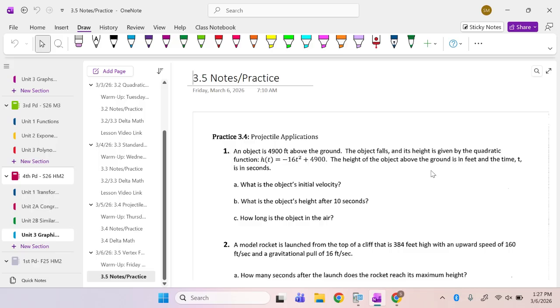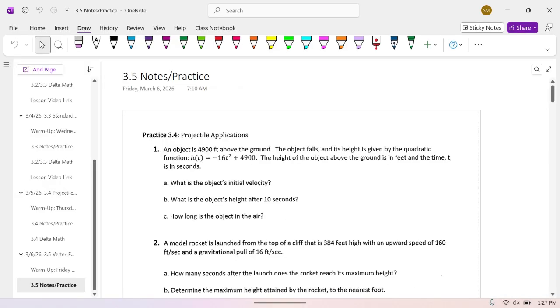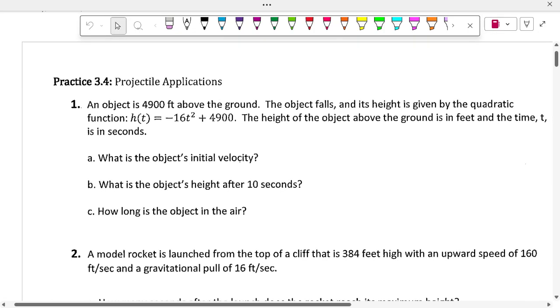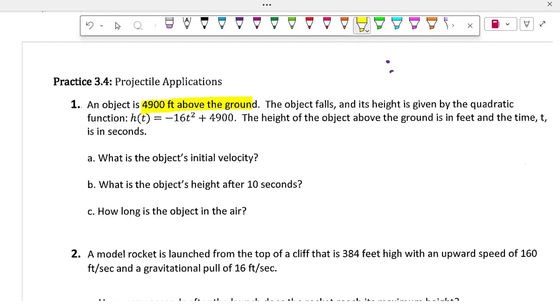All right, so if we look at the very first one, remember some of these things can be shown from the equation, whereas some of them you actually have to put into Desmos. So the first one is one of those where you kind of have to use the equation. It says an object is 4,900 feet above the ground. The object falls, and its height is given by a quadratic function. The height of the object above the ground is in feet, and time t is in seconds. So the first question asks, what is the object's initial velocity? That comes from the equation.